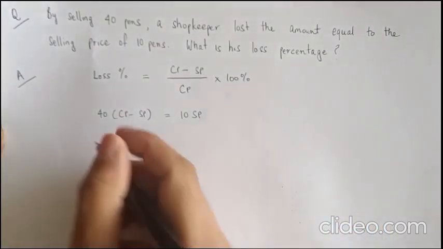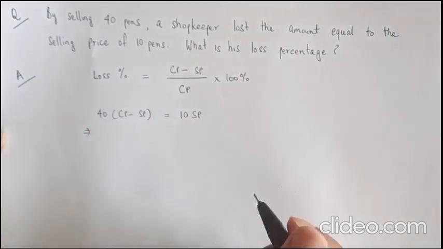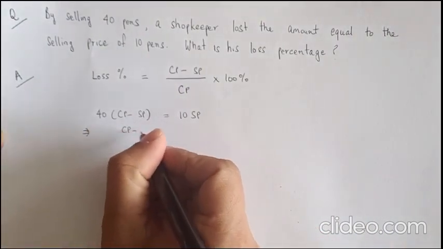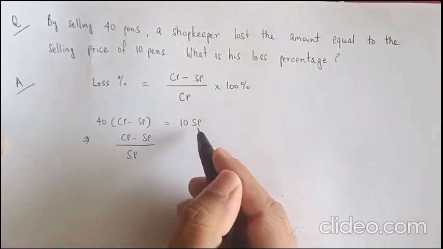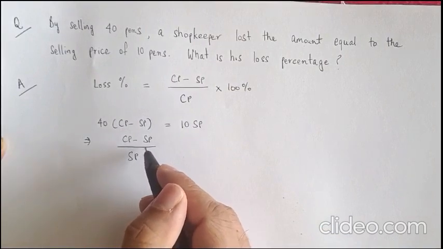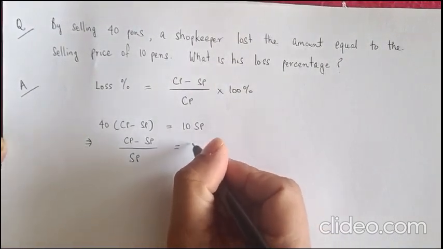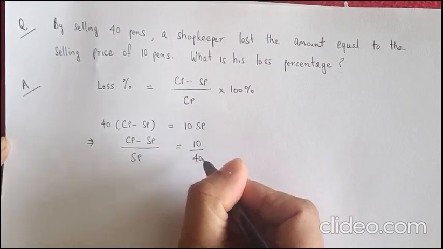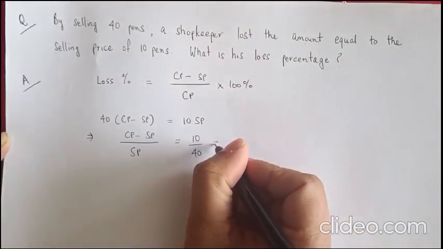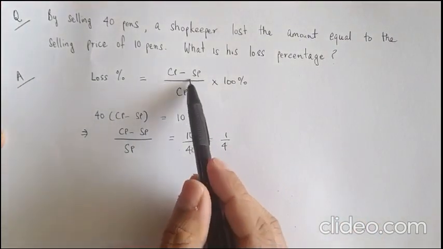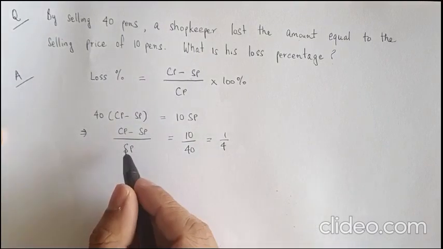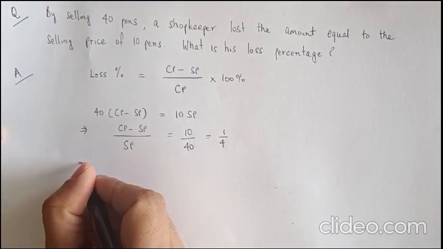So what do we have from here? From here we get CP minus SP divided by SP. I have just brought the SP here, so this becomes divided by SP is equal to 10 by 40, right? So 10 by 40 is nothing but 1 by 4. Now we have to find this, right? So we simplify this further.